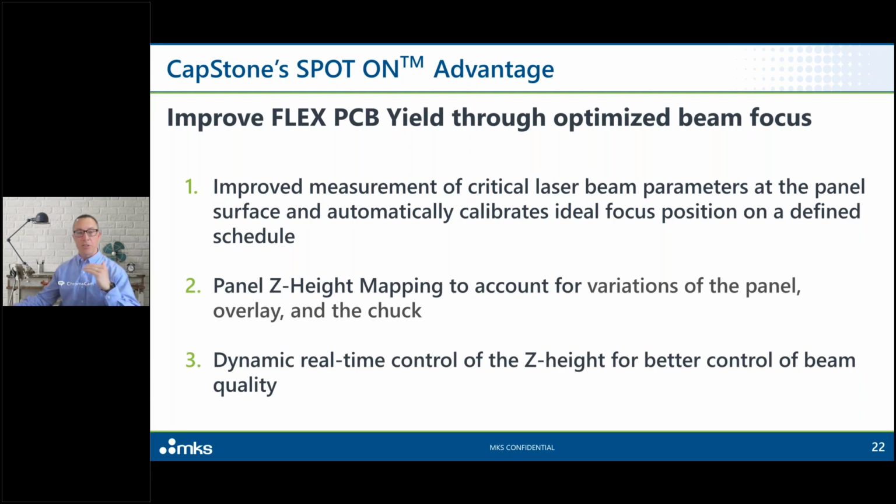And then the final two that are really used in concert is that panel Z height mapping. So being able to map the topology of the panel, again, not just the panel, but we're also looking at the variations from the panel, the overlay, and the chuck. And then obviously correlating that to your recipe and the process, and being able to dynamically change the height of the panel, the Z height, based on your recipe, so we have better beam control and better quality product in the end.